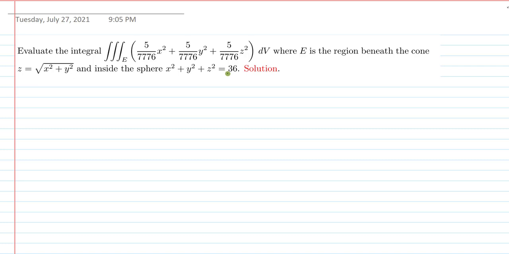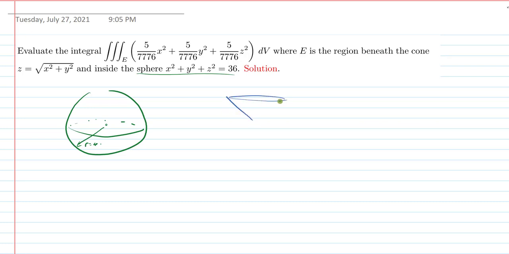We've got this sphere of radius 6, and so I'll try to sketch that real briefly. Let's put the radius down here. So the radius is 6. And so our region has to be inside of this sphere, but it also has to be beneath this cone. So this cone looks like this. There's the cone. z is equal to the square root of x squared plus y squared.